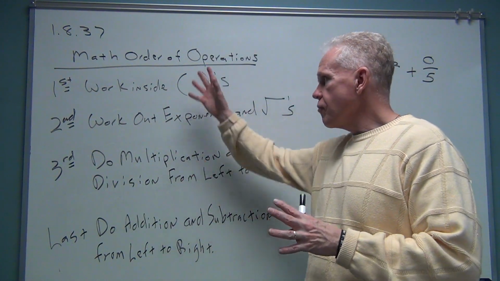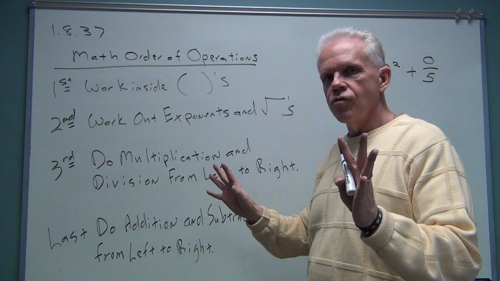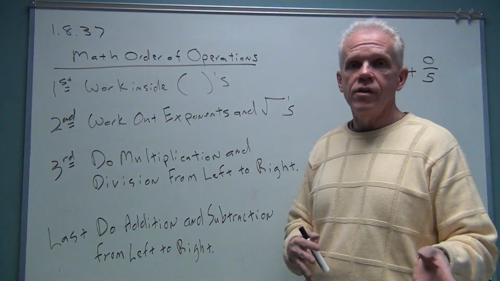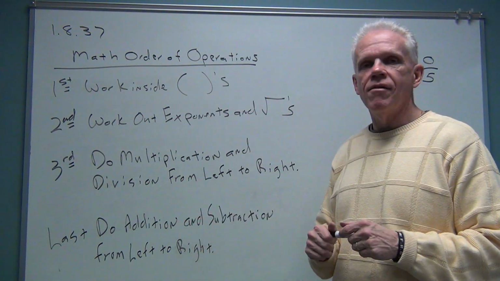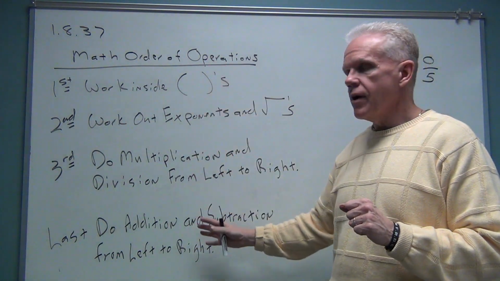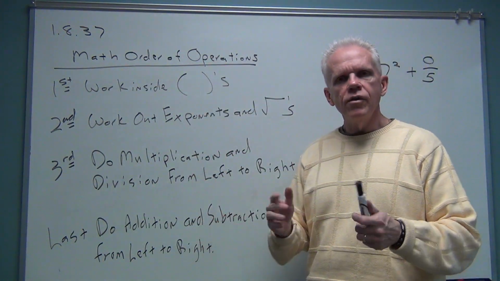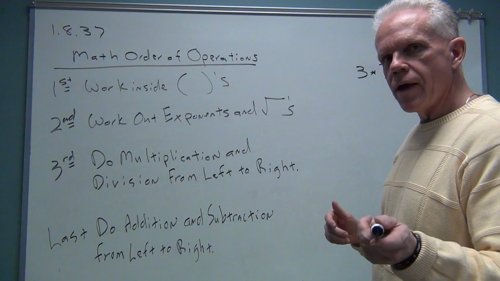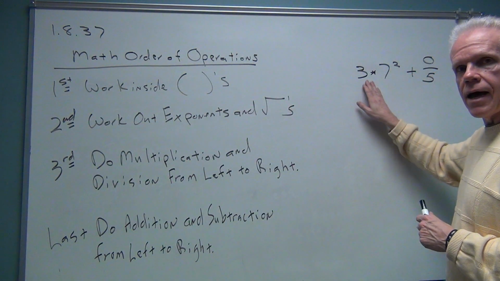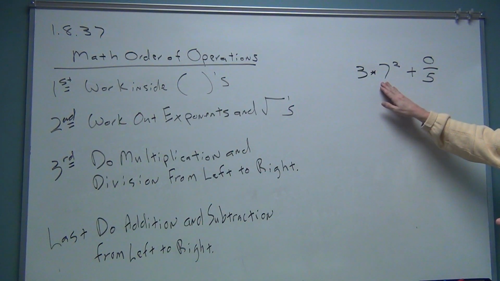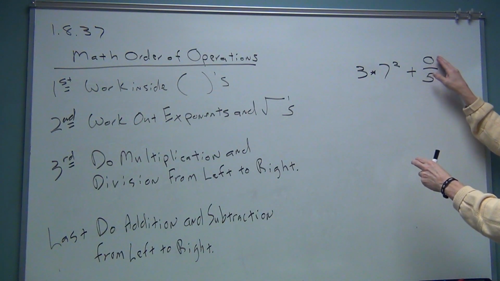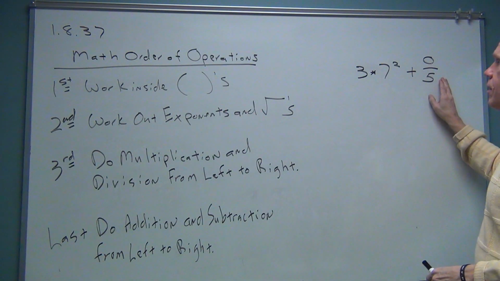And then finally, after we've made sure all of these things are taken care of, the last thing we do would be any addition or subtraction that needs to be done in the problem, and we'd be doing that from left to right also. I want to do a quick example for you using the order of operations with a fairly simple problem, but one that's similar to what you have with this homework or practice. So we've got 3 times 7 to the second power. There's an exponent, 7 to the second power, plus 0 over 5, or 0 divided by 5.